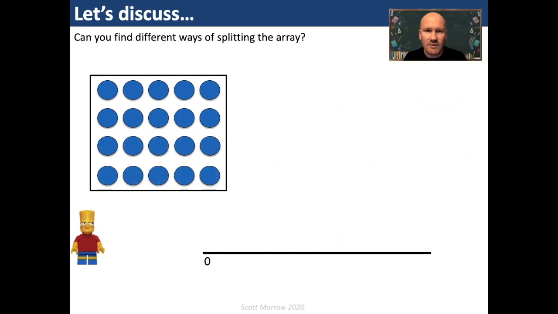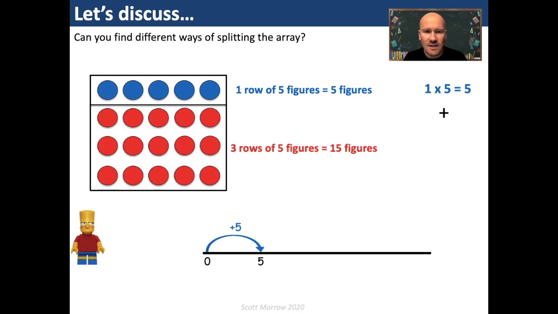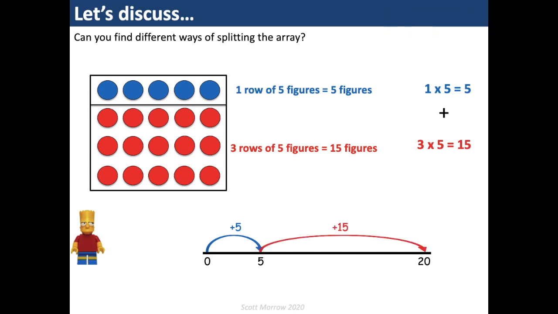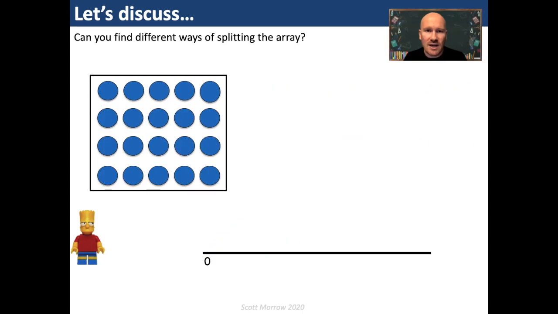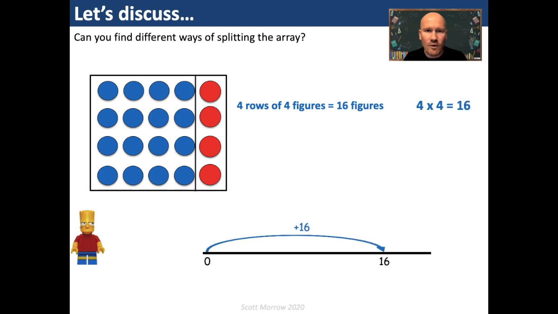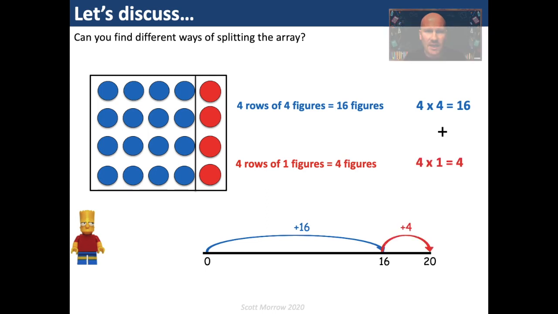He might have split this array like so. We've got 1 row of 5 blue figures, and 1 times 5 is 5. We've got 3 rows of 5 red figures, and 3 times 5 is 15. So we're starting with our 5, we're adding 15 to get to 20 again. Or he might have split the array vertically. Here you can see we've got 4 rows of 4 blue figures, and 4 times 4 is 16. We've got 4 rows of 1 red figure, and 4 times 1 is 4. So when we add that onto the 16, we get our 20 again.